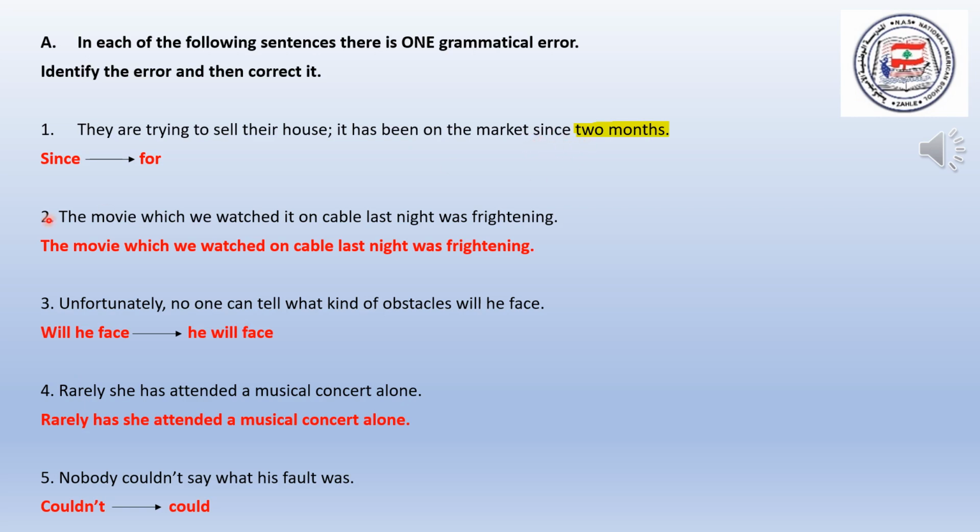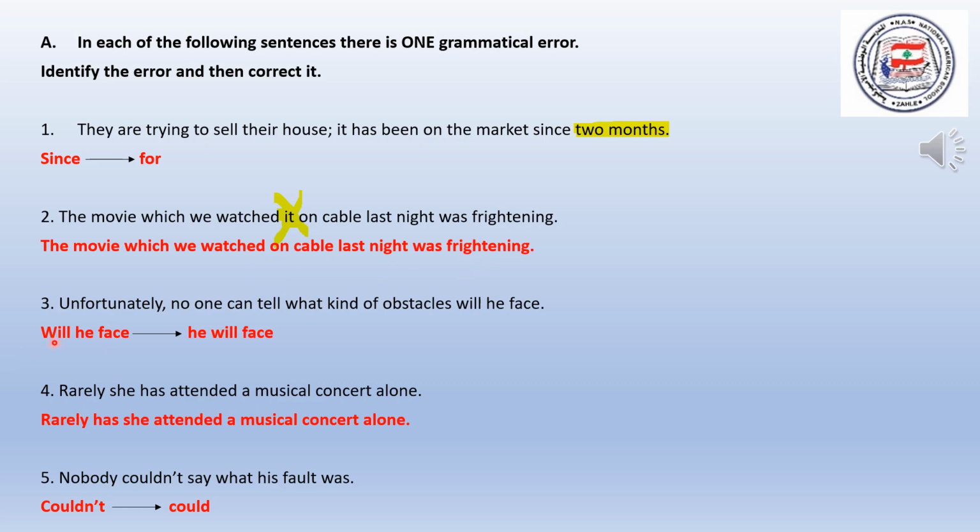Sentence number 2. The movie which we watched it on cable last night was frightening. If we look at sentence number 2, which we watched on cable is an adjective clause that describes the noun that functions as the subject, the movie. So as we all know, the adjective clause begins with a relative pronoun which, so there is no need to use a pronoun twice. That's why the object pronoun it has to be crossed out from sentence number 2, and the new sentence becomes, the movie which we watched on cable last night was frightening.